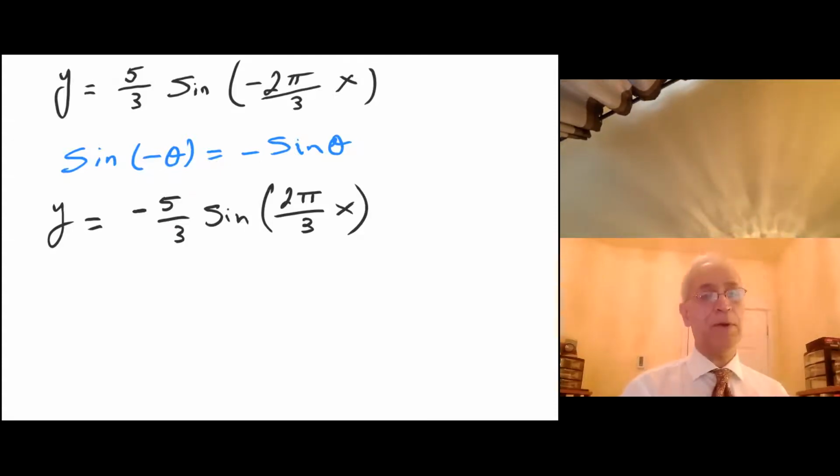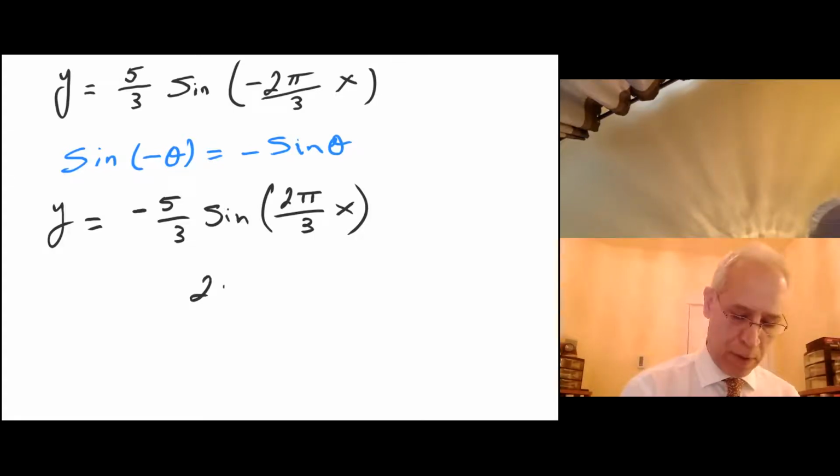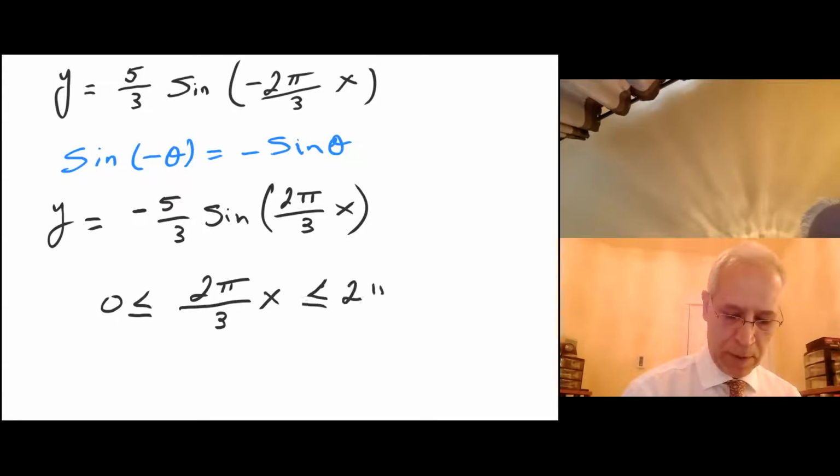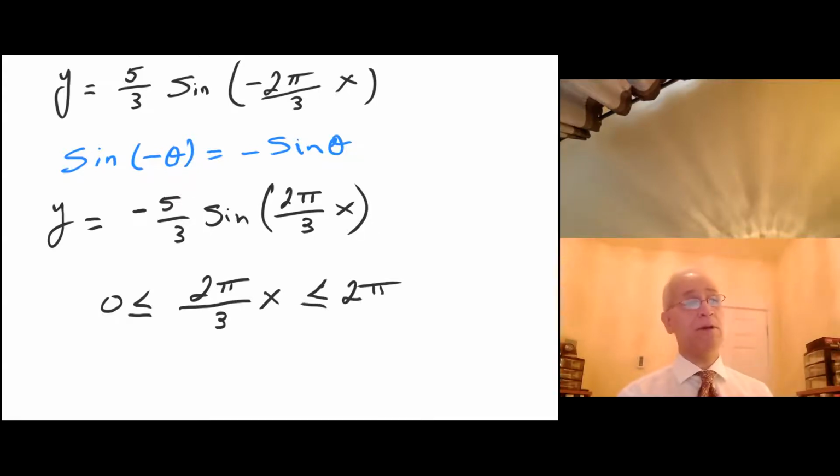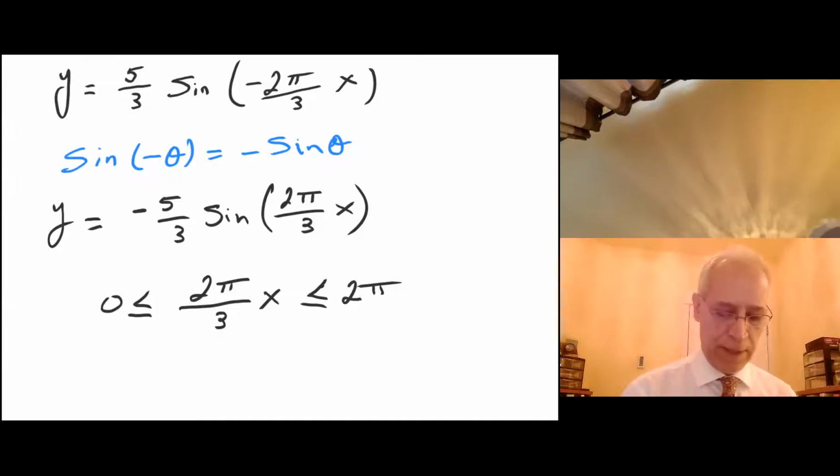And now I'm going to remind myself that 2 pi over 3x has to be between 0 and 2 pi. Once again, the argument of the sine, in this case 2 pi over 3 times x, that is my theta, and it must be between 0 and 2 pi. So I'm going to go ahead and solve for x.